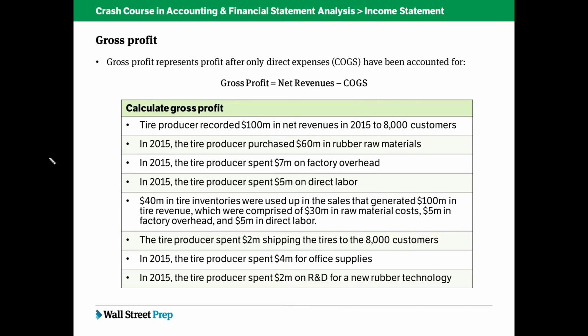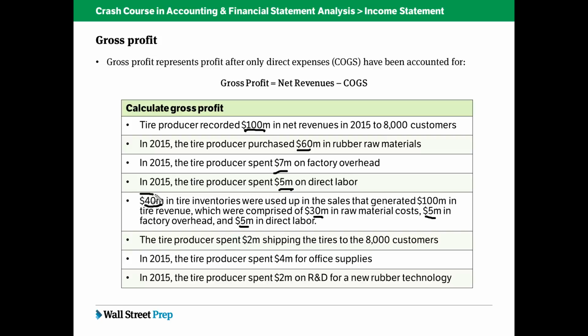The trick was to understand that the purchases of rubber raw material and the amount of spending on factory overhead and on direct labor does not necessarily equate to the cost of goods sold figure. So if the tire producer recorded $100 million in net revenue, the fact that they purchased $60 million in rubber raw materials, $7 million in factory overhead, $5 million in direct labor actually doesn't matter. What matters is that $40 million in tire inventories were used up in the sales that generated the $100 million. That's that matching principle. And just as a side note, $30 million in raw material costs, $5 million in factory overhead, and $5 million in direct labor comprise that $40 million.